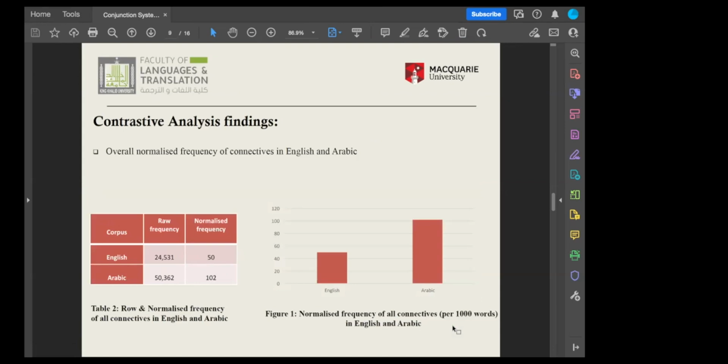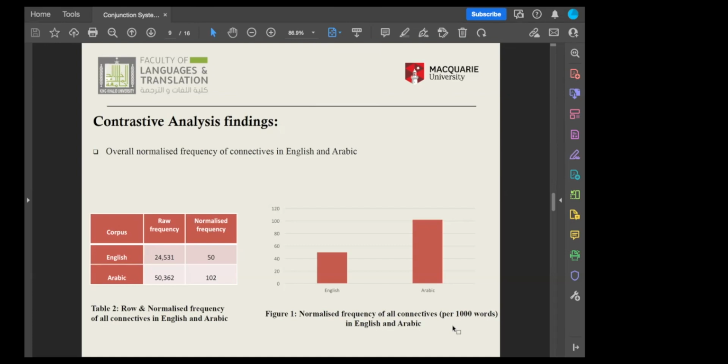All right, let's move to the findings of these three analyses. The first one, contrastive analysis, was to identify the difference between English and Arabic regarding the conjunction system and the frequency of connectives in English and Arabic. As you can see, table two and figure one clearly demonstrate the huge difference between English and Arabic. Connectives are significantly more frequent in Arabic writing. When we look at the English, for example, the raw frequency is about 24,000. On the other hand, Arabic is about 50,000. It means a kind of double total.